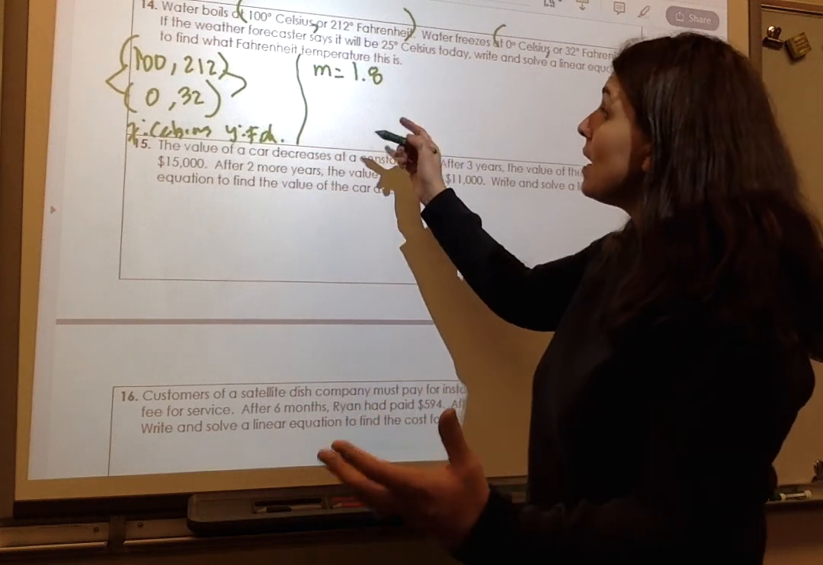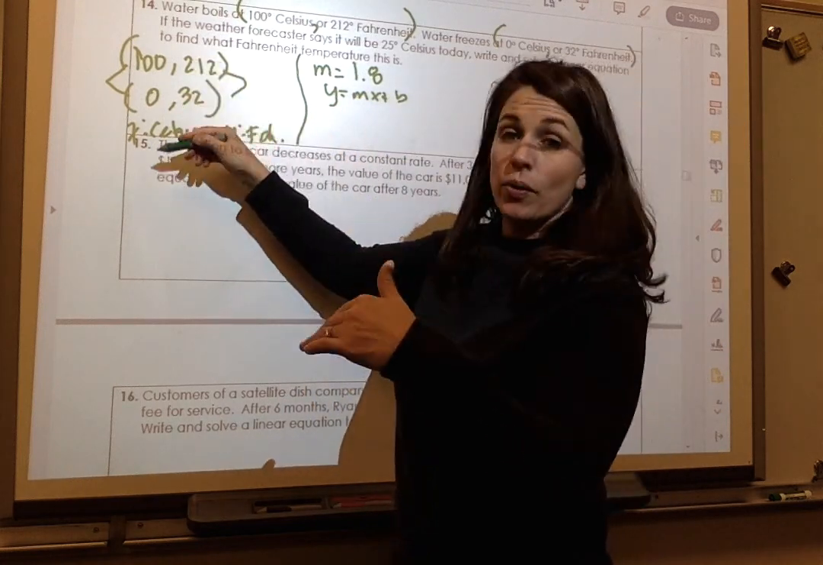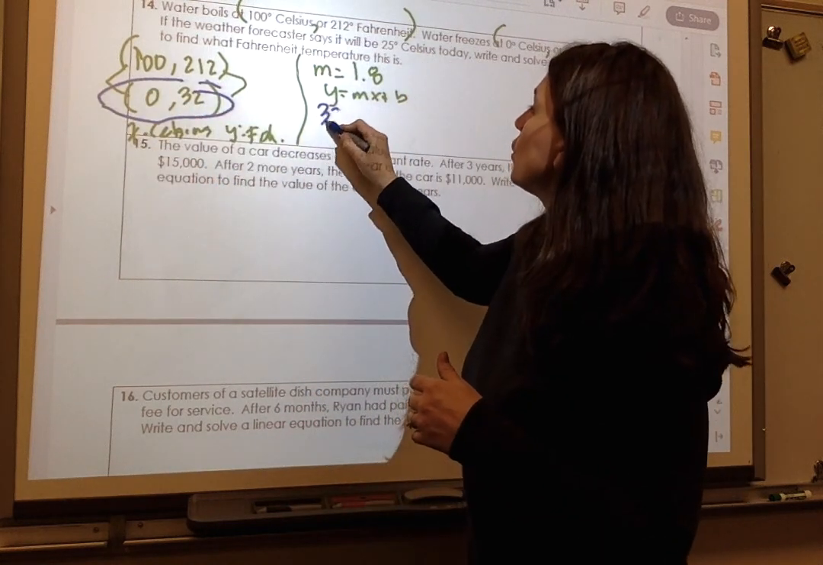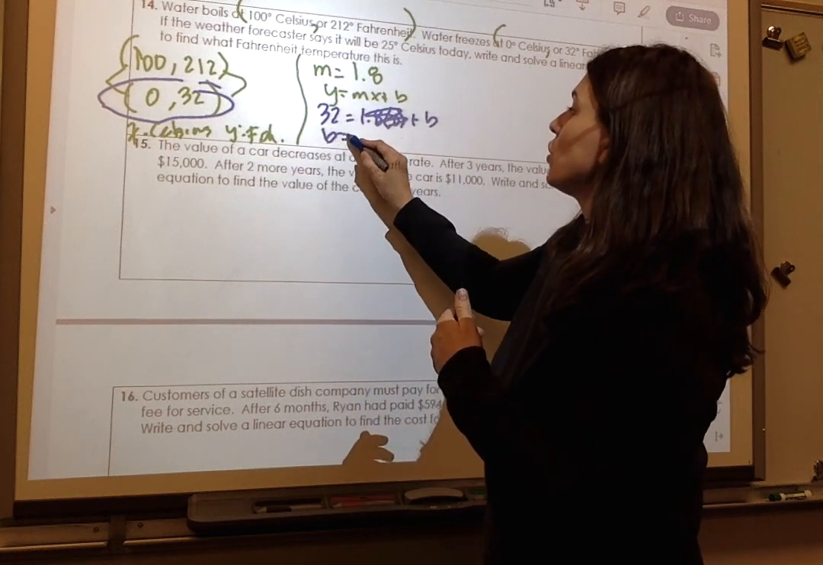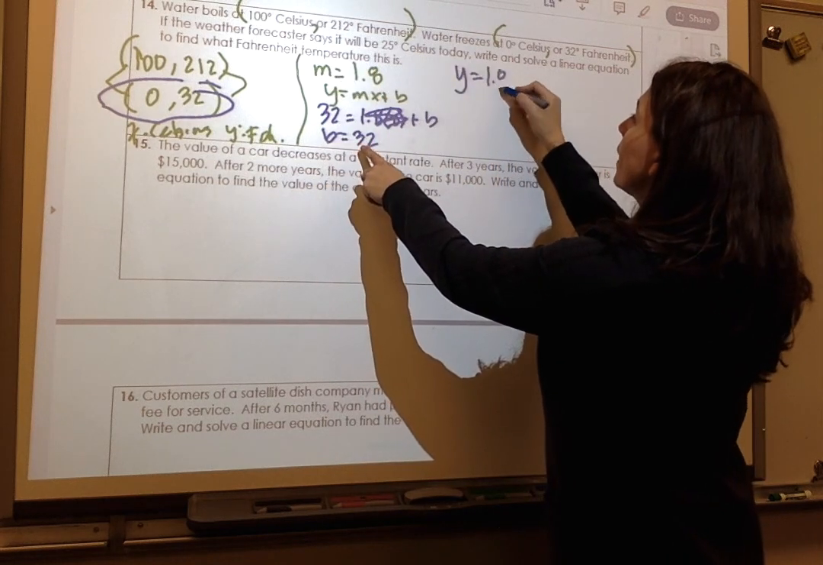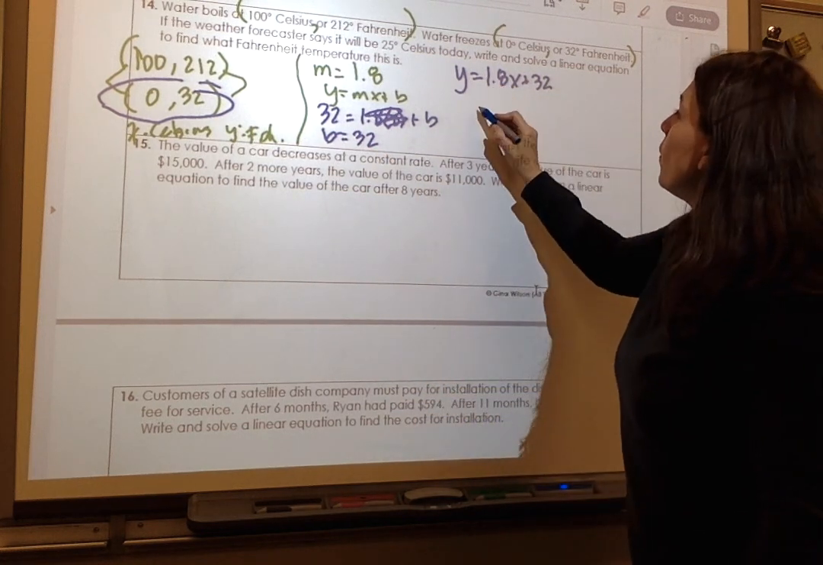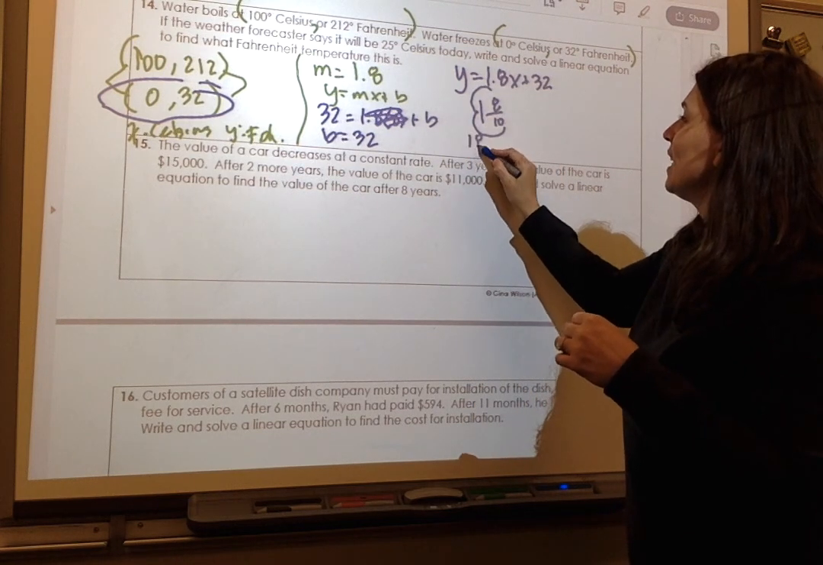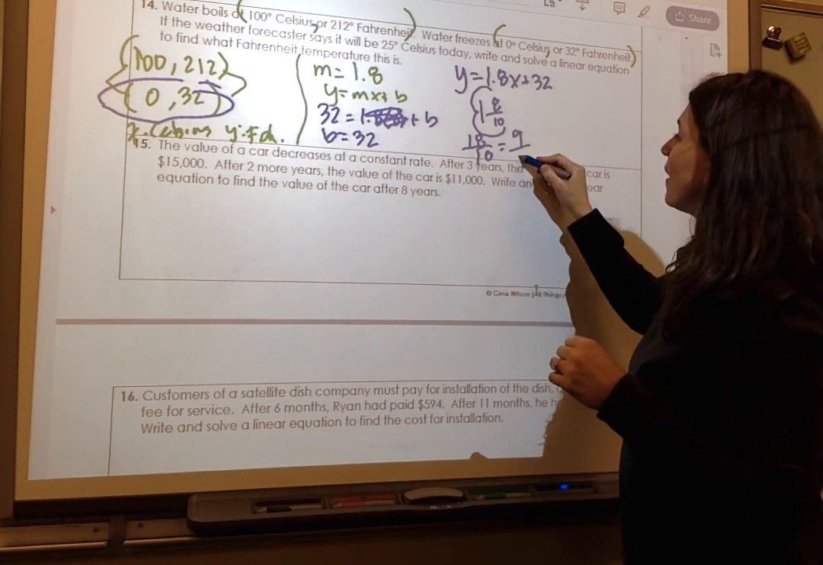Okay? And then when you use your slope, like y equals mx plus b, and you go back and you use any point, it doesn't matter. I'm going to use this one because it's got a 0 in it, and I love zeros. So 32 equals 1.8 times 0 plus b. So that cancels out. So b is 32. So now that you have a slope and a beginning point, your equation is y equals 1.8x plus 32. And if you think about this, 1.8 is really 1 8/10, which is 18 over 10. And when you reduce that, you get 9/5.